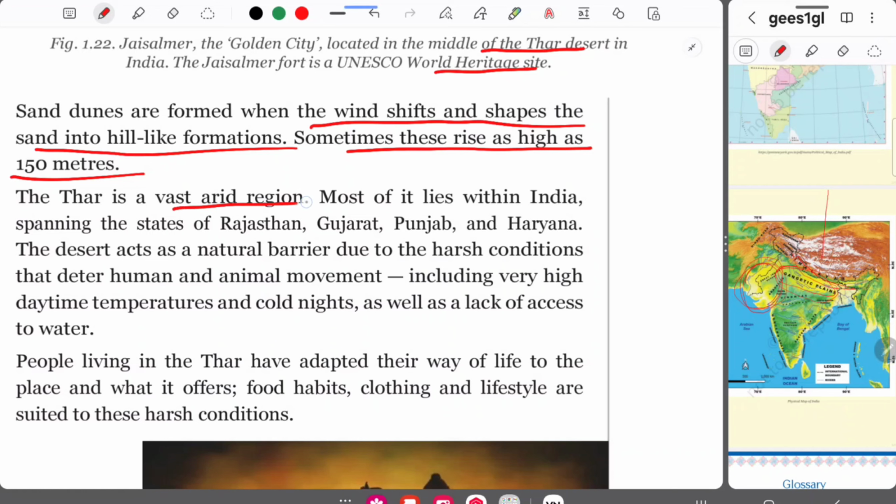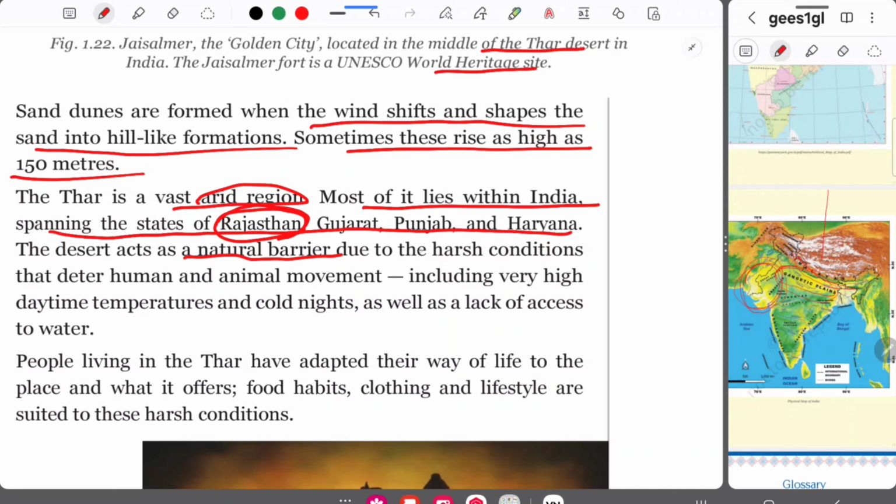And the Thar is a very vast arid area, a dry area. Most of it lies within India, spanning the states of Rajasthan, Gujarat, Punjab and Haryana. You will find that in Rajasthan the whole area is desert, and in Punjab and Haryana some of the area too. So it stretches across Punjab, Gujarat, Rajasthan and Haryana. But when we heard the word desert, we used to think only of the Rajasthan area, isn't it? But it is in the area of Gujarat, Punjab and Haryana as well.